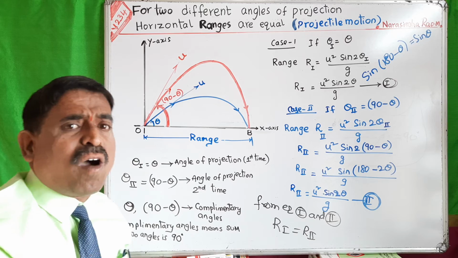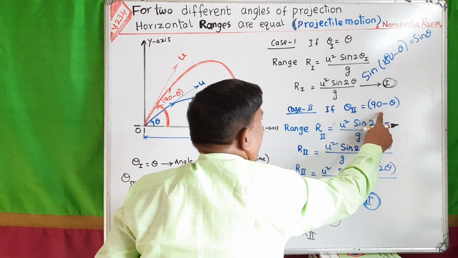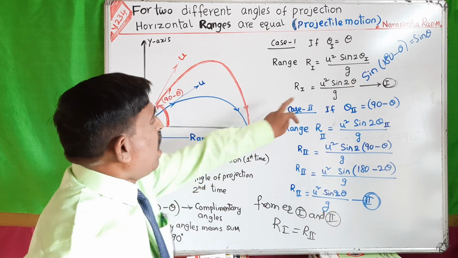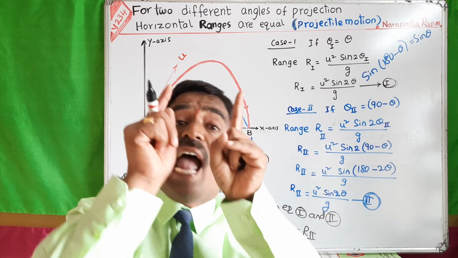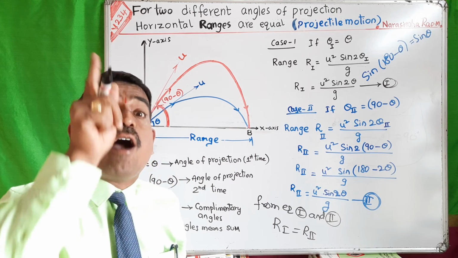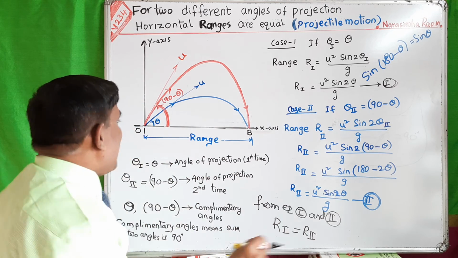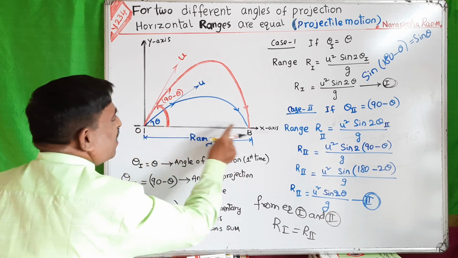What does it mean? For different angles of projection, horizontal ranges are equal. Those angles must be complementary angles. Then the horizontal ranges are equal.